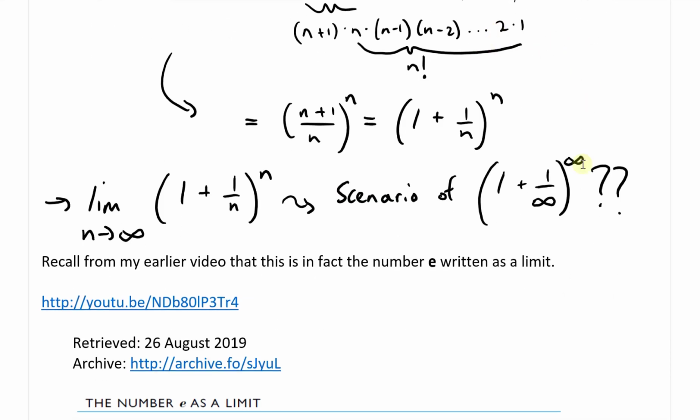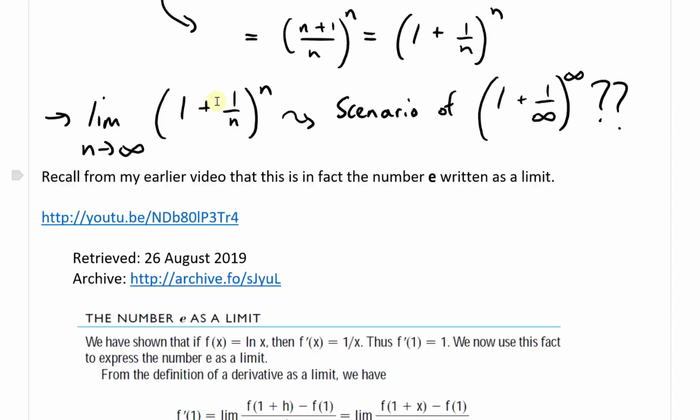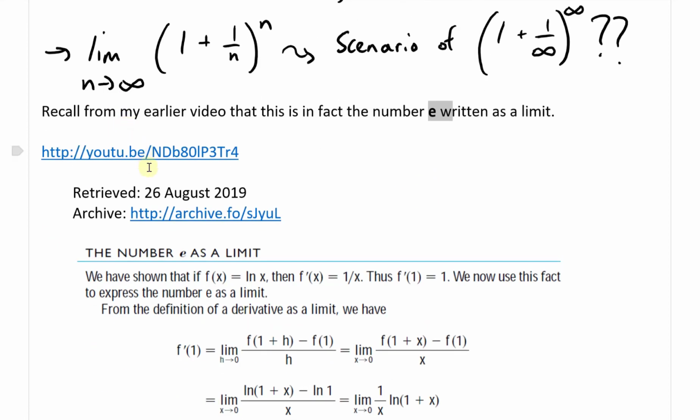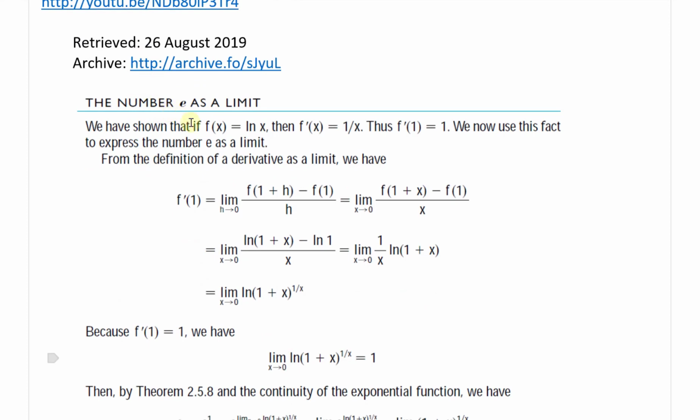All right, so now this limit is actually one that I covered earlier. So now let's use the power of my ability to recall earlier videos. Recall from my earlier video that this is in fact the number e written as a limit, which is absolutely fascinating. So here's a link to my earlier video on it, and here's a screenshot from my calculus book on the number e as a limit.